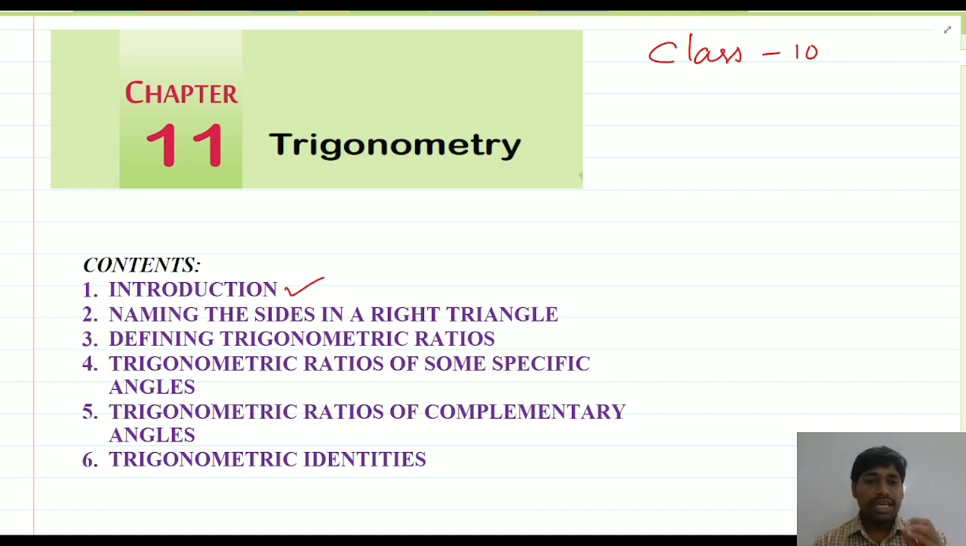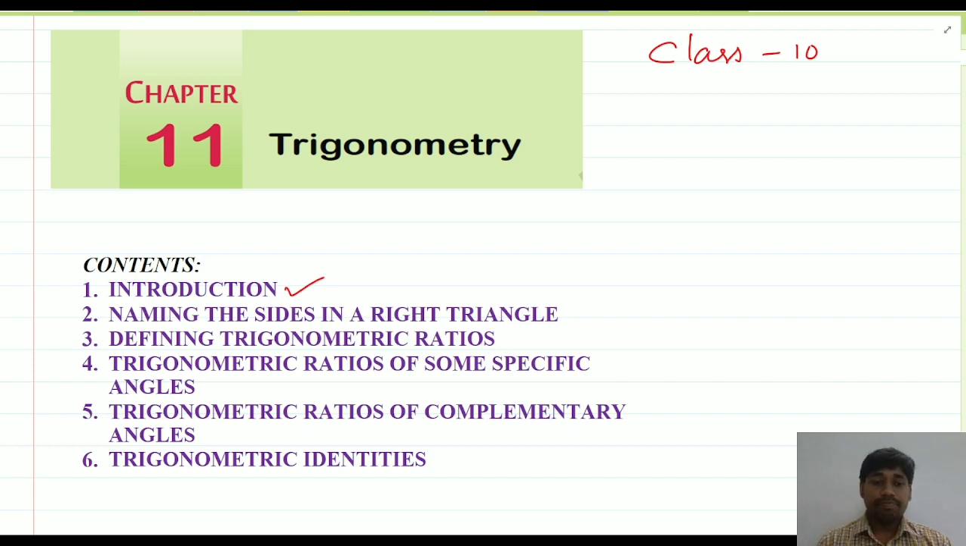Next, naming of the sides in a right angle triangle. If there is a right angle triangle, there are three sides, so what are the names for them? Next, defining the trigonometric ratios: what kinds of trigonometric ratios we have and how they get their names. Next, trigonometric ratios for specific angles. Some angle related questions will be in this lesson, and we will also discuss the values of those particular trigonometric ratios.